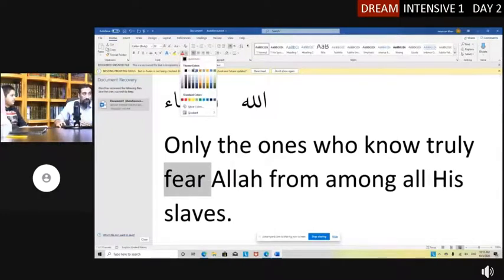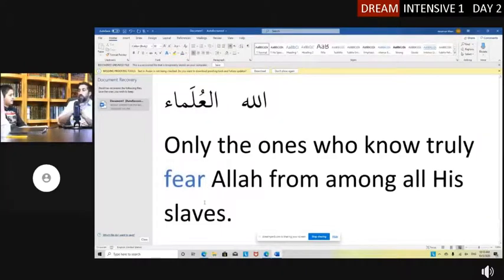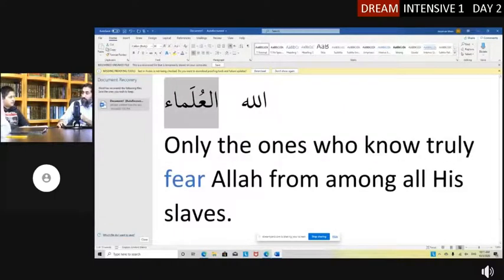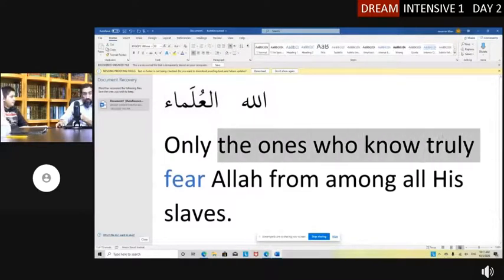We'll just make blue the official color for fi'ls. Fear is the fi'l. Who's doing the fearing? Only the ones who truly fear, the true ones, and the ones who truly know are called the al-ulama. So now the ones who truly fear, or the ones who truly know, what should be at the end of them? Because they're the doers. They should have an u at the end.